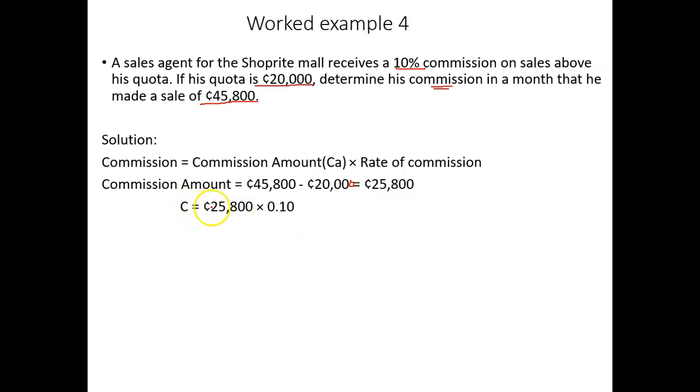So commission will now give you what? Commission amount times rate, isn't it? So commission amount is 25,800 times, what's the rate? The rate is 10%, and 10% means 10 divided by 100. That gives you 0.10. Are you with me? So when you multiply this, just take your calculator, 25,800 times 0.10. It will give you what? 2,580. Okay, you can do this without a calculator. 10 over 100 times 25,800. Okay, so therefore his commission for the month is what? 2,580 cedis. I hope that's clear.